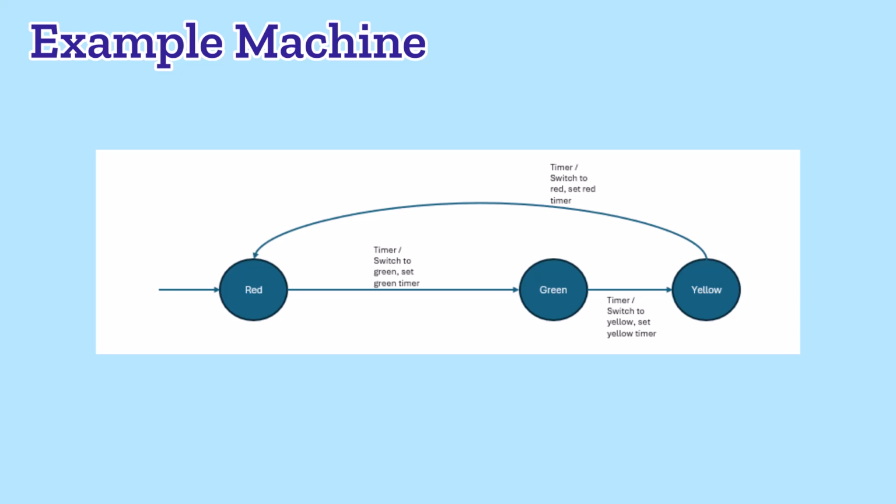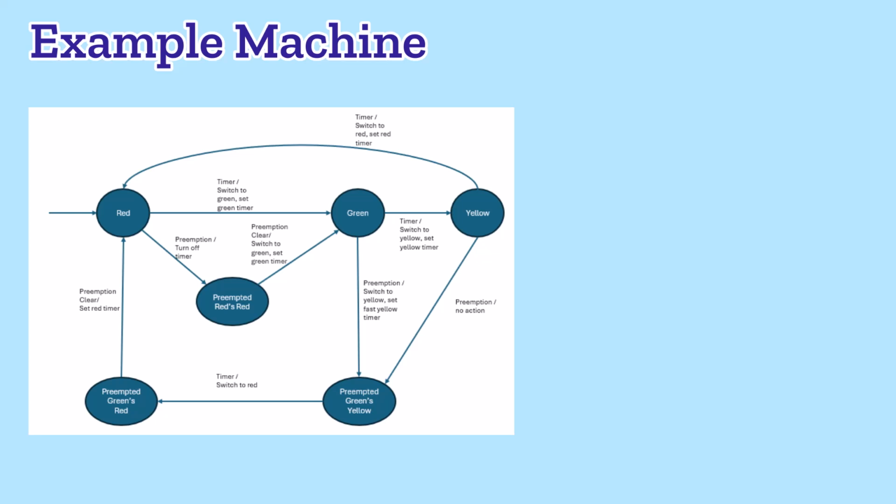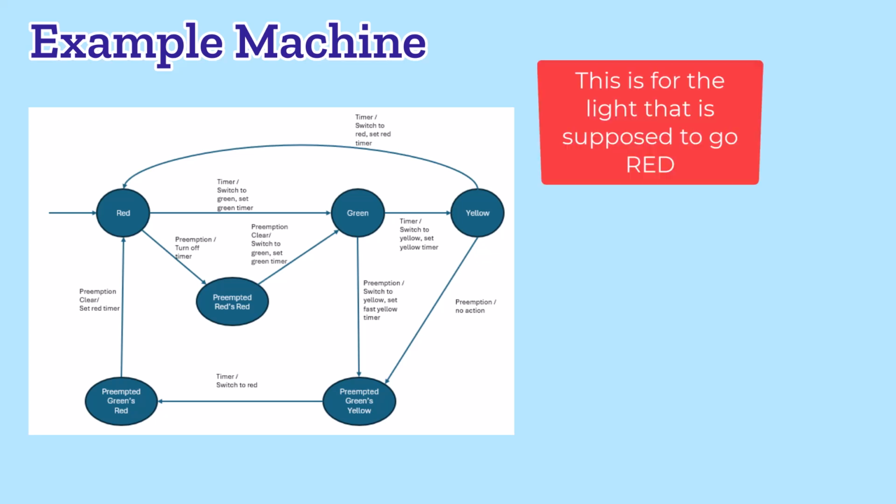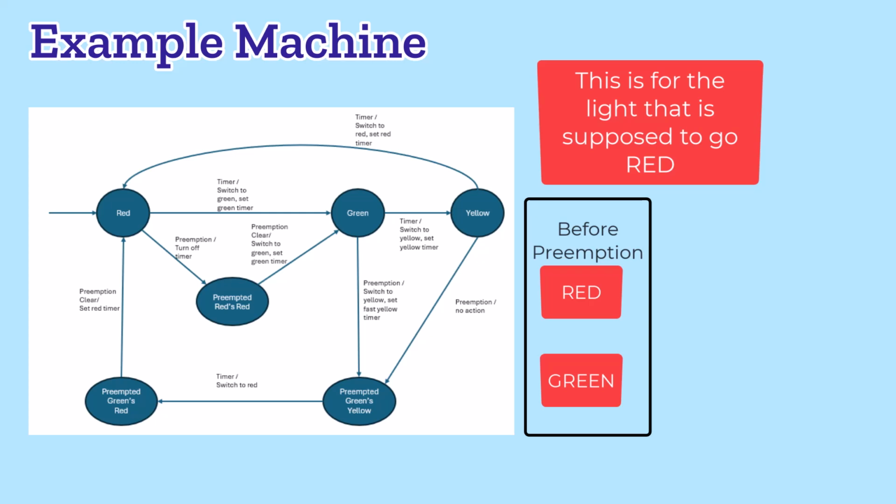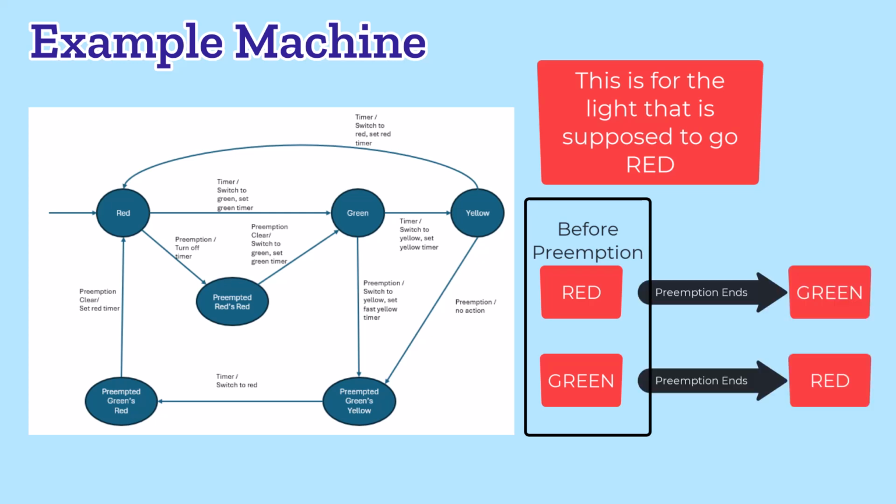If you think about just a light that is supposed to go red when it's preempted, you might make a machine like this. Our general strategy is to make everyone go red on preemption, assuming that the other direction of the intersection is going to go green for the emergency vehicle to be able to pass. Then, when the preemption is over, the people who had been stopped at the preemption are allowed to go, and the people who had been going at the preemption have to wait.